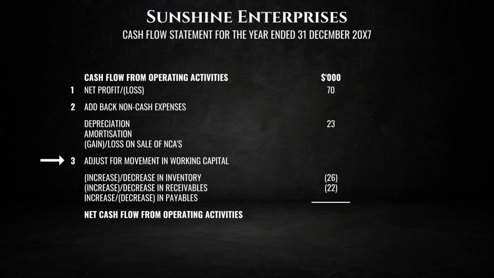Increases in payables should be added to the net profit in order to accurately calculate cash flow. This adjustment makes sense because if a business delays paying its invoices, it can retain more cash. Therefore, we add $25,000 back into our calculations. And there you have it.